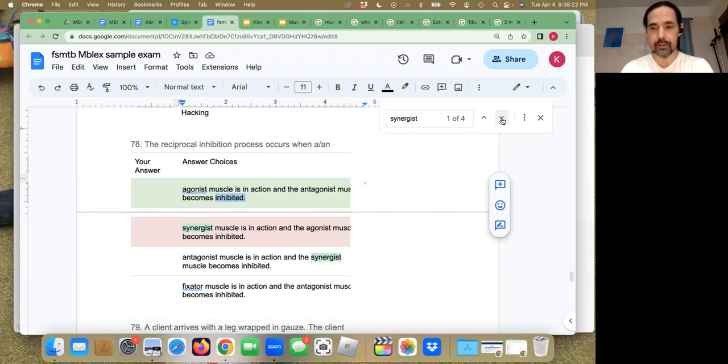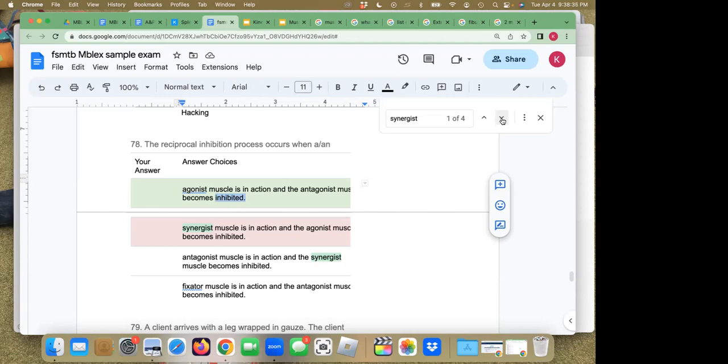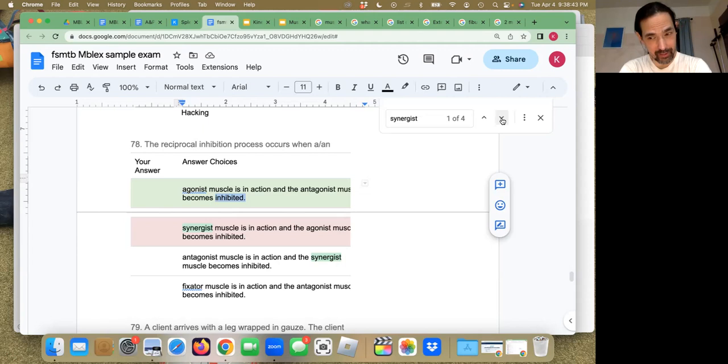Mint, do you remember which sensory organ does reciprocal inhibition? Is it the Golgi tendon organ or the muscle spindle intrafusal fibers? The first one. Which one does reciprocal inhibition? Is it the Golgi tendon organ or the intrafusal muscle spindle fibers?